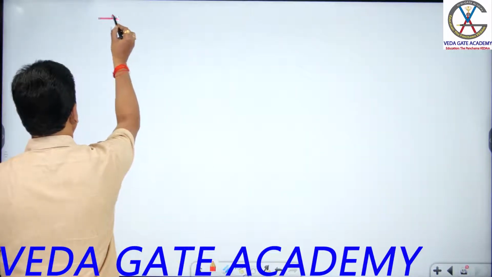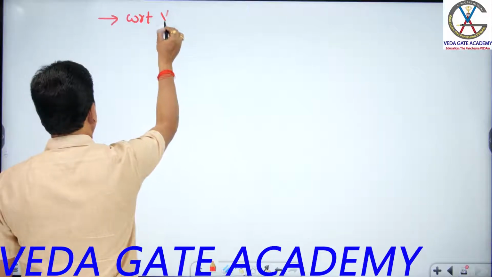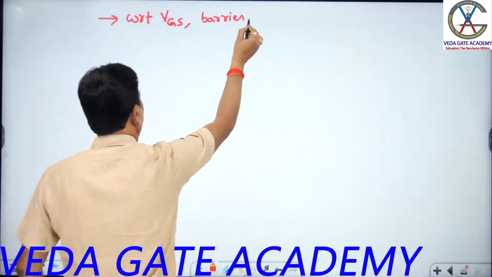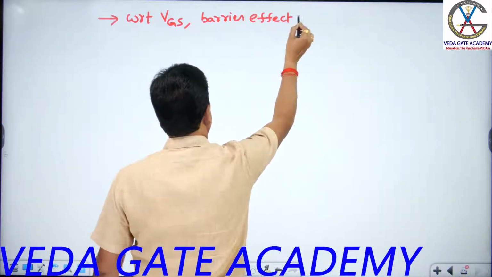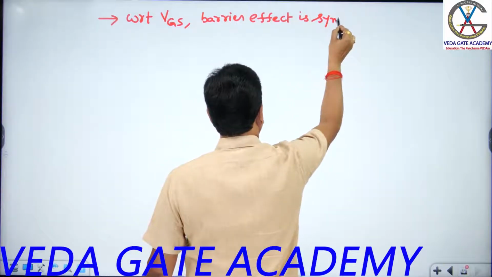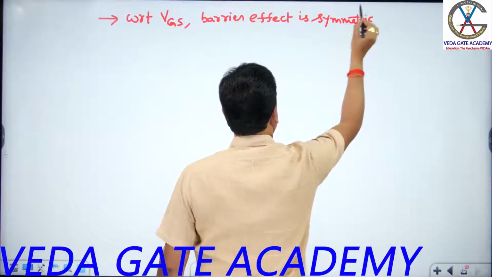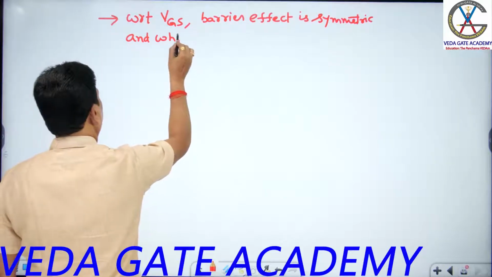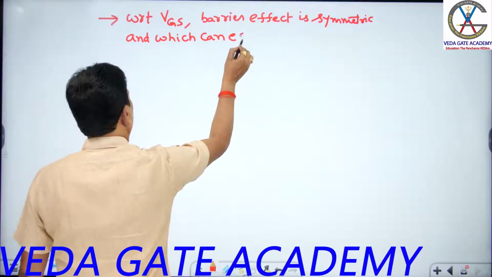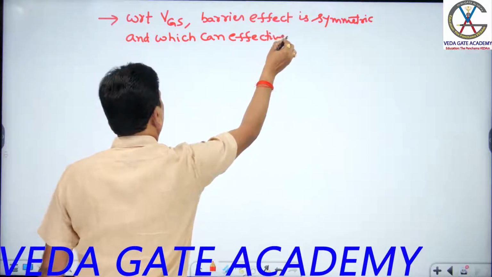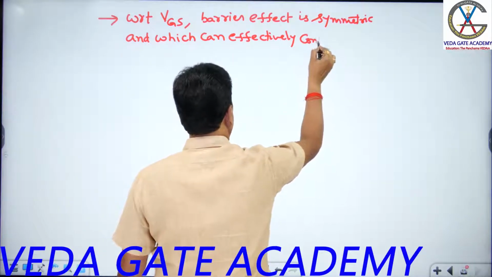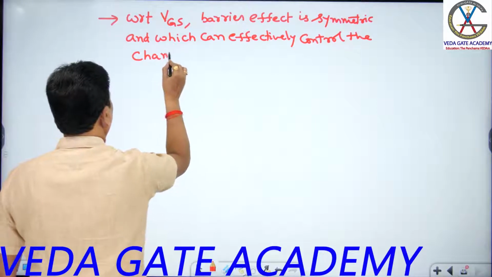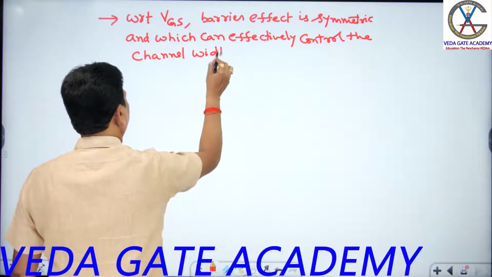Okay, check out now. What I told you. With respect to VGS, the barrier effect is symmetric, and it can effectively control the channel width, students. Effectively control the channel width.